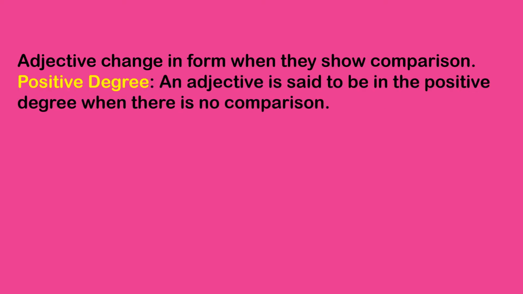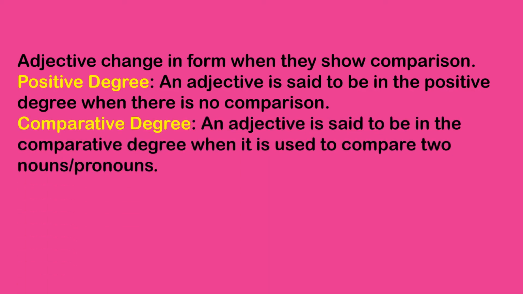Okay, so here, first in the degrees of comparison is the positive degree. So what is the positive degree? The first degree. An adjective is said to be in the positive degree when there is no comparison at all. When there is no comparison, that is called the positive degree.